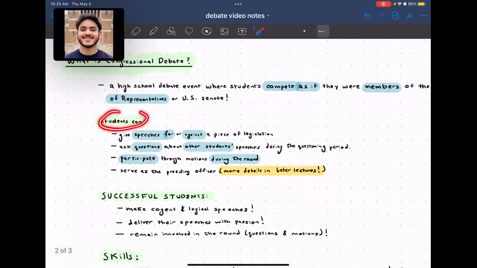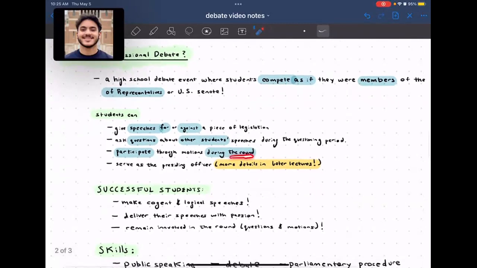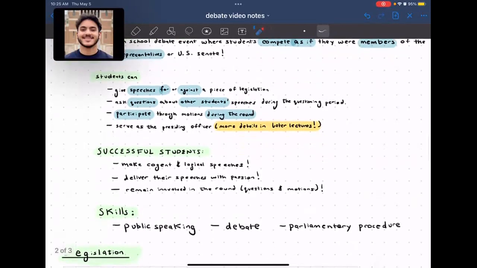So as a student, you can be giving speeches for or against a piece of legislation. You can be asking questions about other students' speeches during the questioning period. You can also participate through motions during the round. And finally, you can serve as a presiding officer. However, with the presiding officers, we'll discuss this more in detail in later lectures. I think as a new student coming to congressional debate, the most important thing is to first establish yourself as a good speaker. And then once you do that, you can focus on becoming a good presiding officer later on.